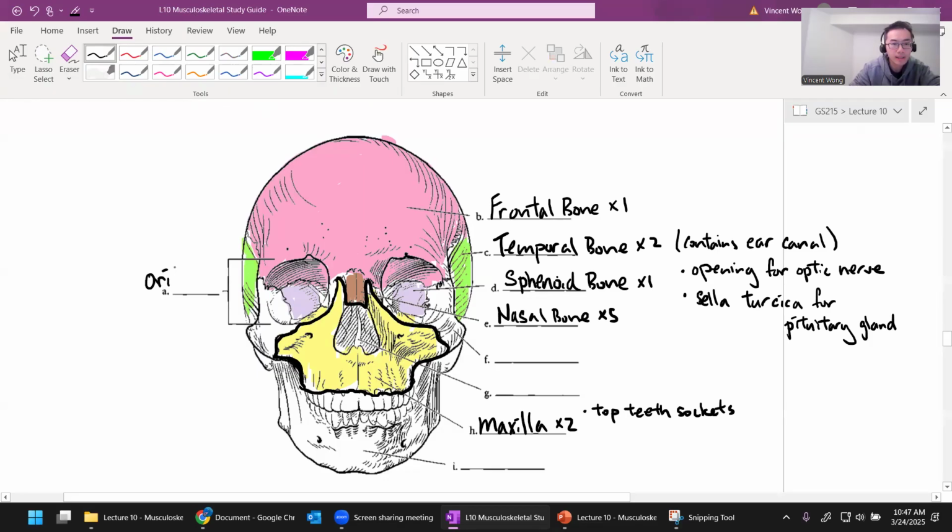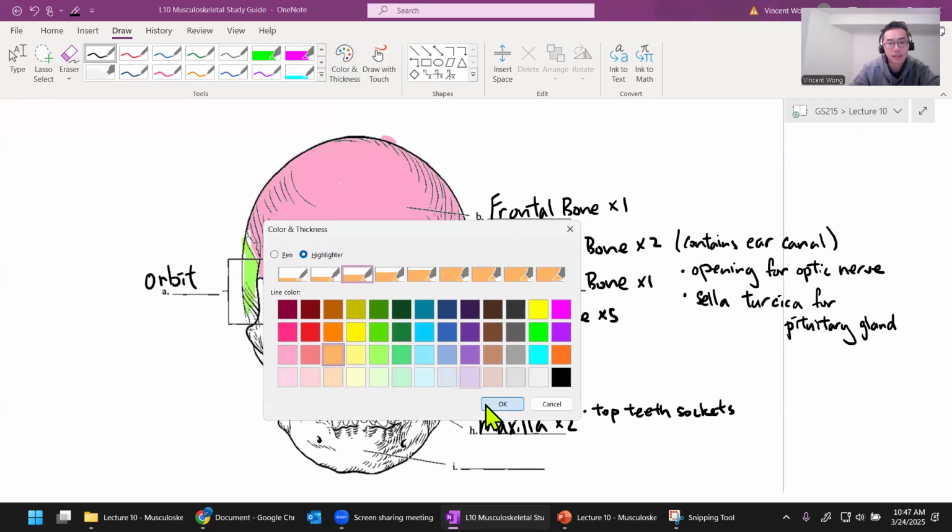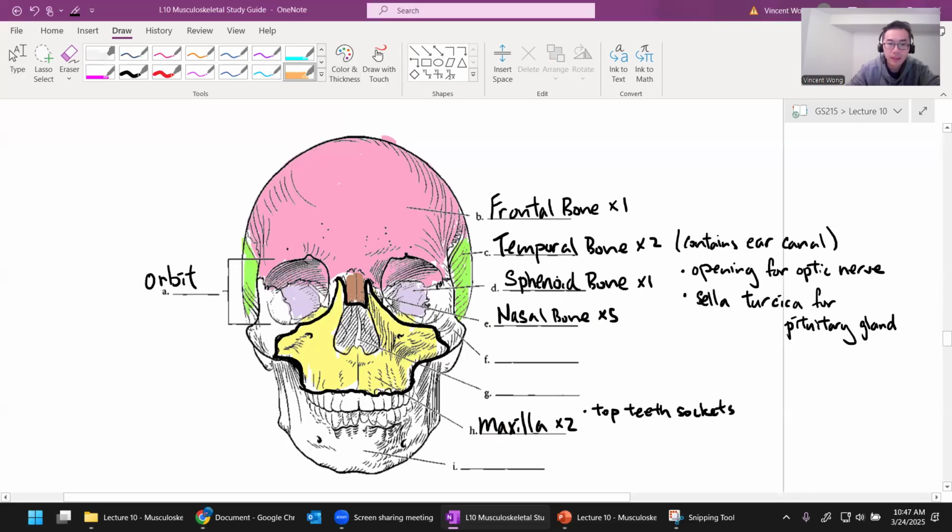A is the orbit, the eye socket. And on the side, we have the cheekbone. Cheekbone is zygomatic. Okay. Times 2. I'm just going to put cheekbone to help you remember it.